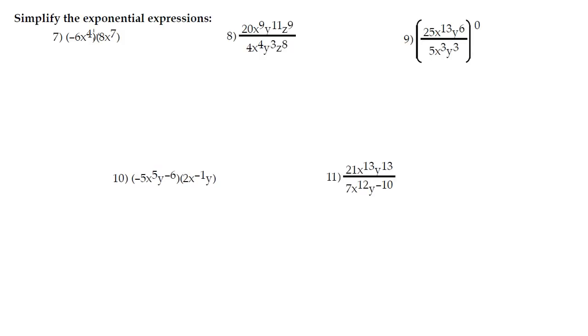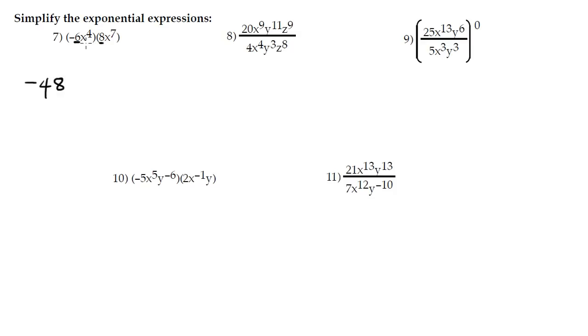All right, so let's do 7 through 11 here together. These are all simplifying the exponential expressions using those properties or those rules of exponents. So the first we're multiplying. So I'm going to multiply my constants together. Negative 6 times 8. That's a negative 48.